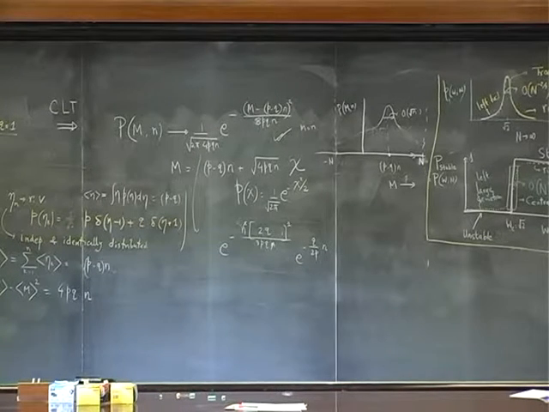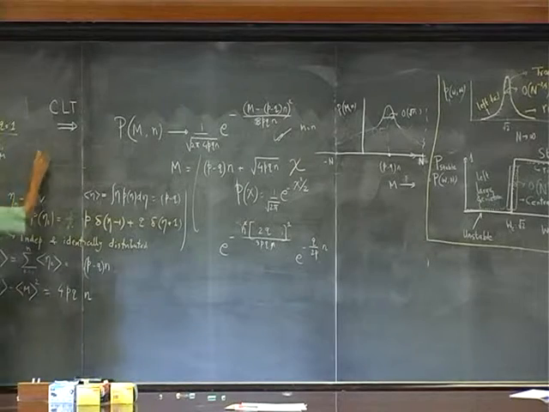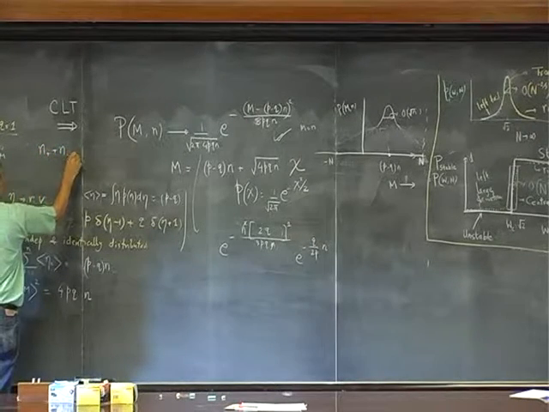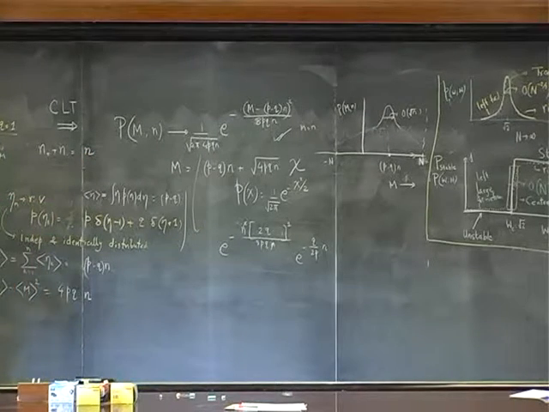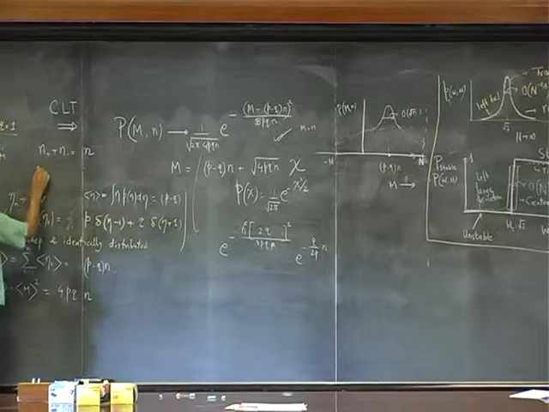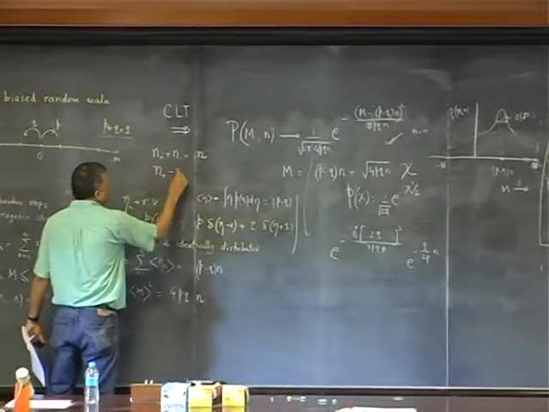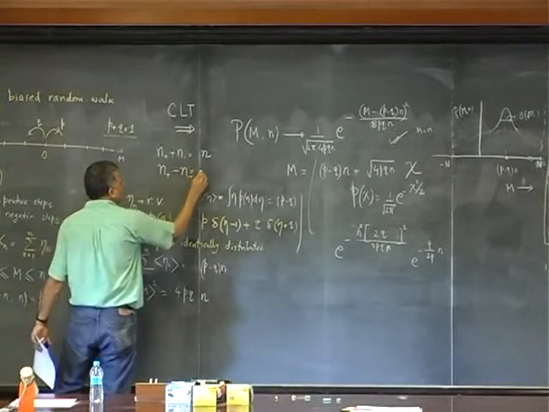Because suppose I take n plus positive steps in a given configuration, and I take n minus negative steps. So I started from the origin, I arrive at some value m, let's say, after making n jumps. So in these n jumps, let's say n plus of them are in the positive direction and n minus of them are in the negative direction. So what I have is n plus plus n minus must be equal to the total number of steps, n. And obviously, if I say that I have finally arrived at m, that means number of positive steps minus number of negative steps must be equal to m.